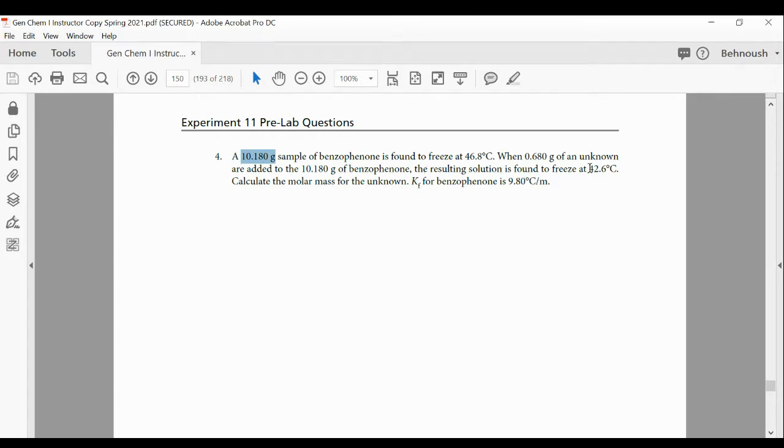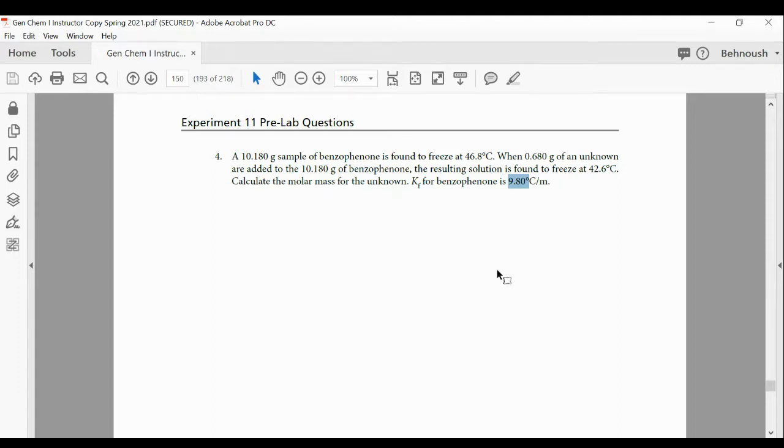Now the freezing point of 42.6. What is this freezing point? 42.6 is freezing point of solvent or solution? Freezing point of solution. Okay, very good. So you subtract 46.8 minus 42.6. That would be your delta TF. So when you have delta TF, you also have a KF value. That will give you the value for molality, right?